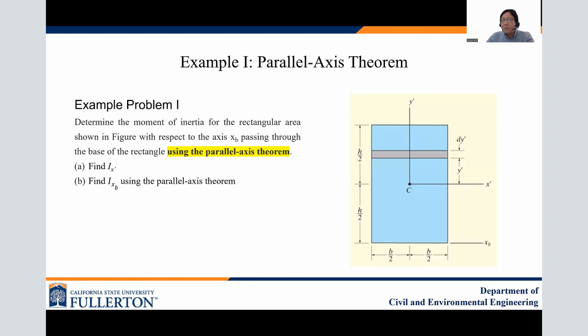This slide shows example problem 1. We need to determine the moment of inertia for the rectangular area with respect to the axis xb passing through the base of the rectangle using the parallel axis theorem. So that is the xb. Your first step is to find Ix prime, the moment of inertia about the centroidal axis x prime. This is a rectangular case. I recommend memorizing it: bh cubed divided by 12. Then, using the parallel axis theorem, you need to find the moment of inertia about xb.